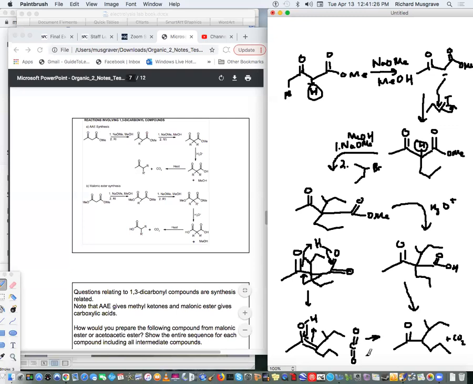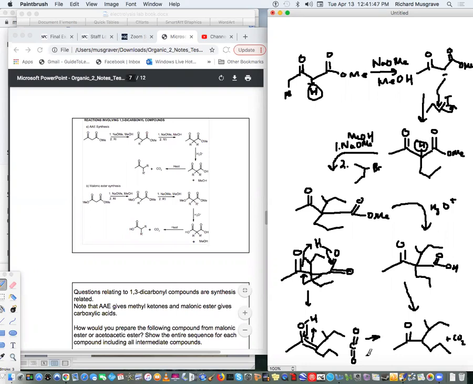So the other possible thing that we can do that's related to this is the malonic ester synthesis. And you can see that we're still dealing with the same kind of system, except that instead of a methyl group on the left end, we've got an ester grouping on the left hand.